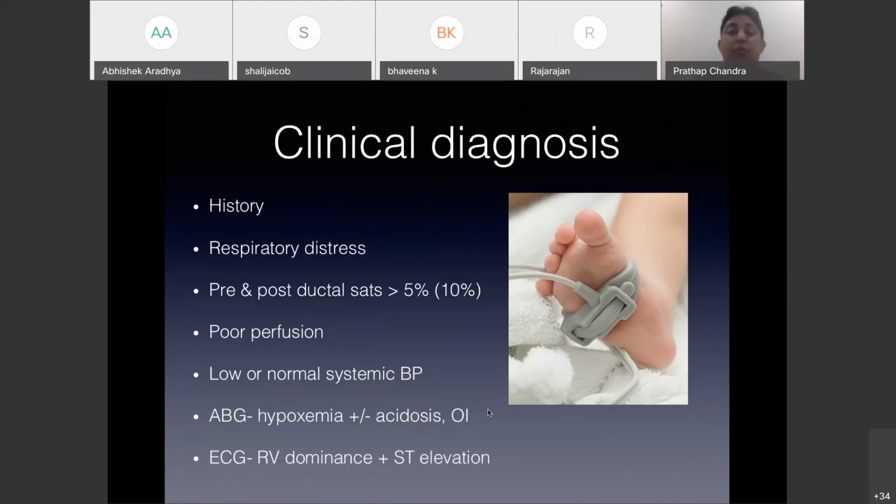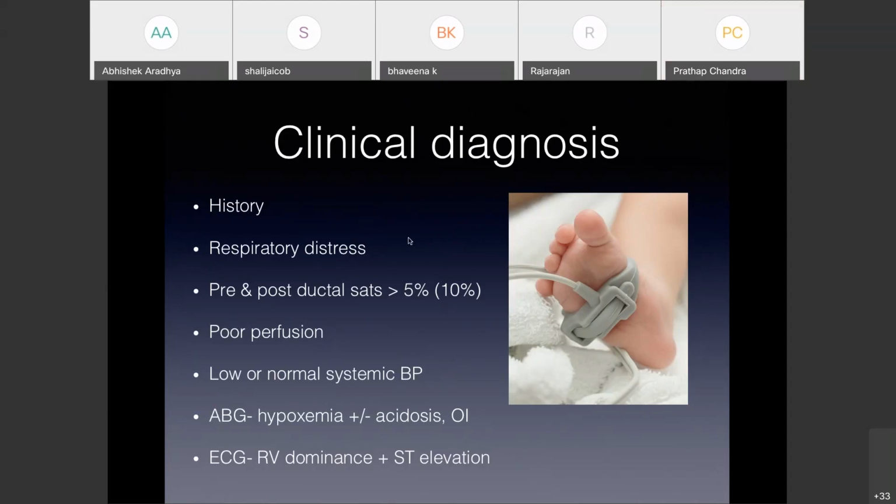Close your video. Can you close your video? We have some problems with the network. Can you switch off your video? Yeah, you can switch off your video. Okay, there's some problem with the network. Is this okay now? Abhishek, is this okay? Can I continue? Yes, sir, please continue. Okay, sorry for that. It's always the technological glitches.